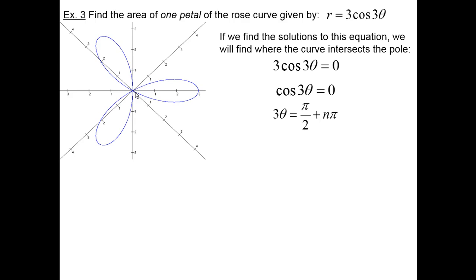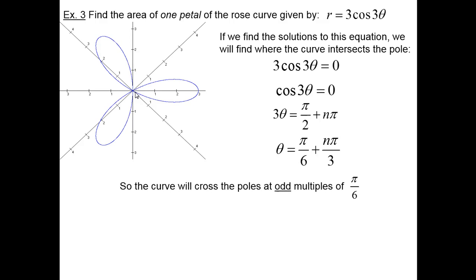And of course, we've got to get that theta by itself. So I'm going to divide by 3. So what we're saying is this curve will pass through the origin across the pole at odd multiples of pi over 6. And I want to be very clear about what's going on here. So every odd multiple of pi over 6, this curve is hitting the origin.